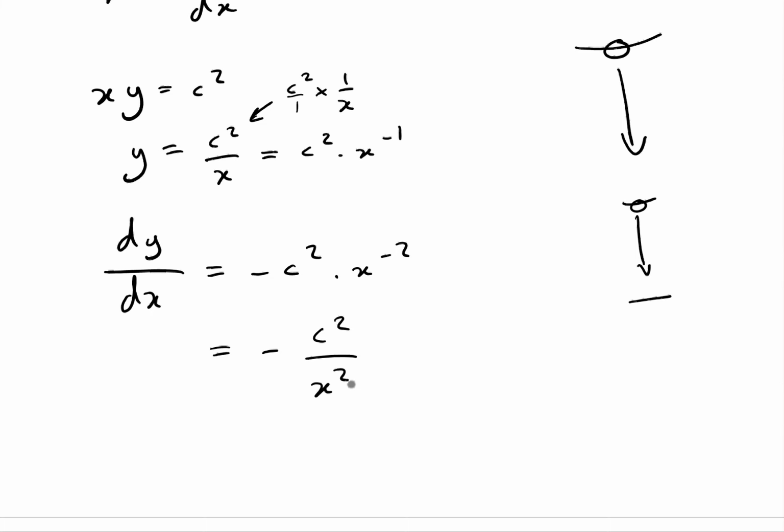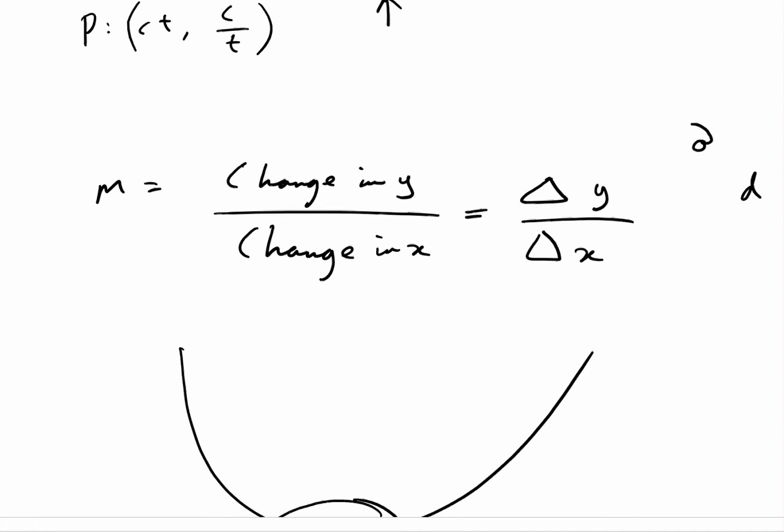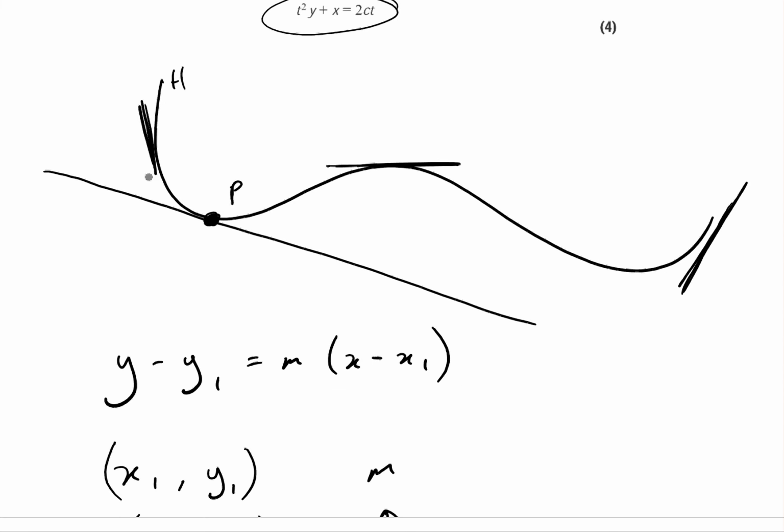Well, that's the general expression of a gradient, the gradient at any point. So we can look at our curve, our rectangular hyperbola. If we sub in, the gradient of the tangent will be given by what we've just found, minus c squared over x squared. When we sub in our x coordinate, we can get what the actual gradient is. So we want the gradient at the point P.